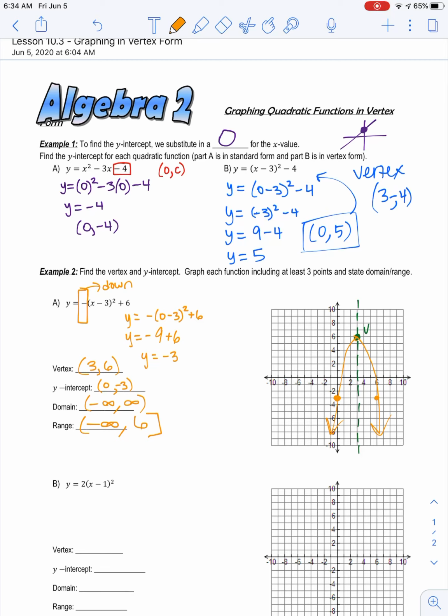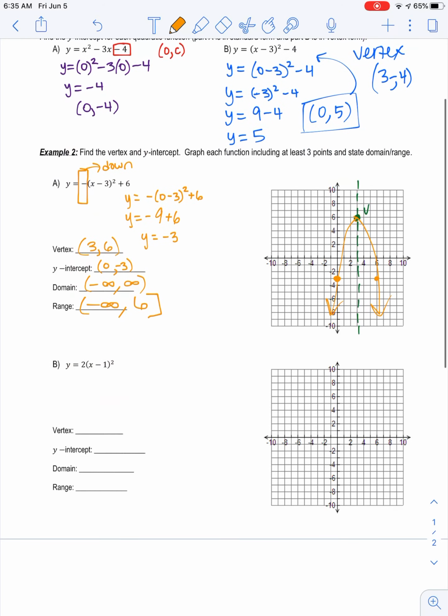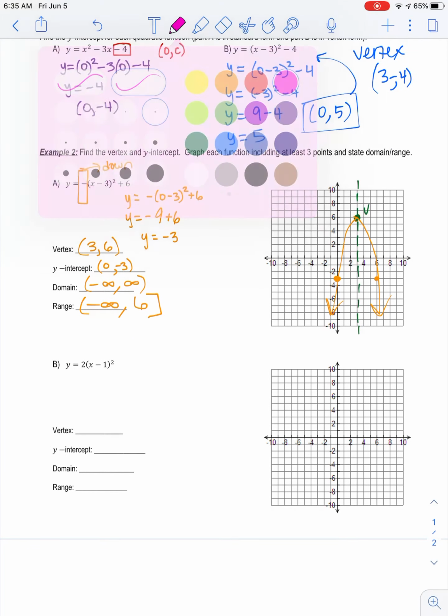The nice thing, though, is anytime we're graphing a quadratic function, which is a parabola, the domain will always be all real numbers, negative infinity to positive infinity. And then your range, it just depends on if it's opening up or down, whether you go negative infinity to the vertex or the vertex to positive infinity. But for the vertex, we're just looking at that y coordinate since the range looks at all the y values. All right, we're going to do one more example.